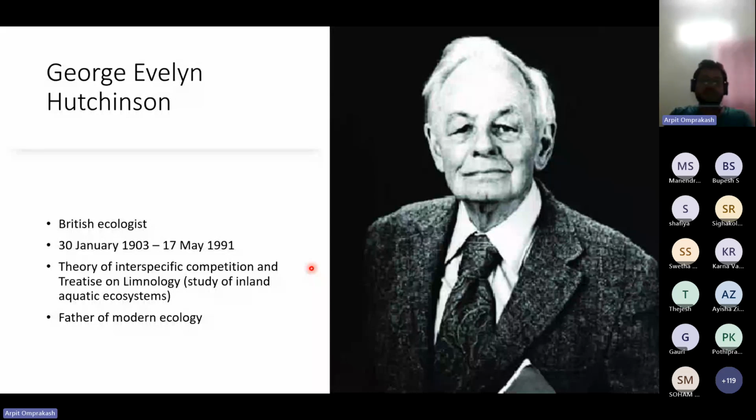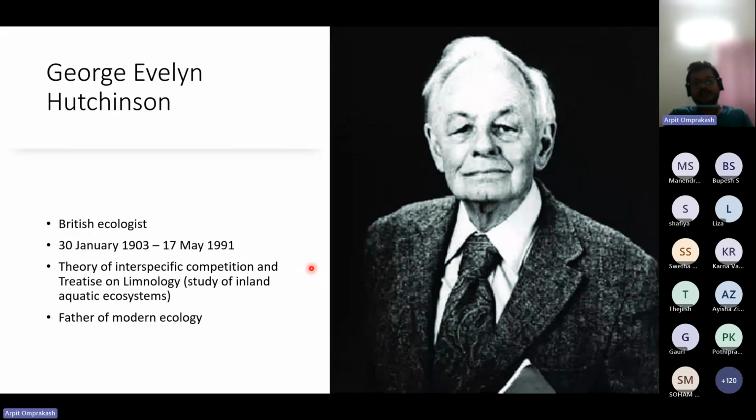Next, we have George Evelyn Hutchinson, who was a British ecologist, and he put forward the theory of interspecific competition. So basically, different species are competing for the same resources, for example food.